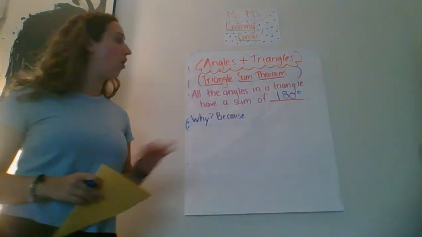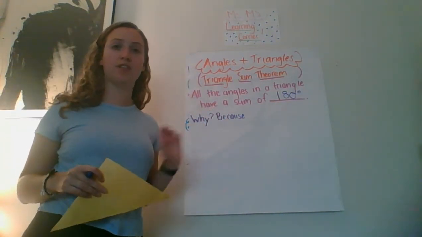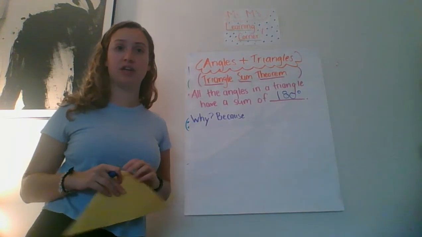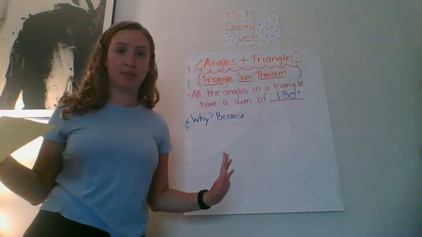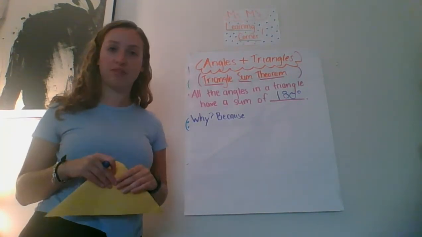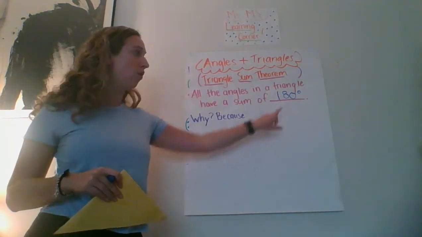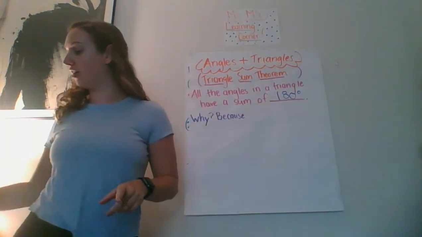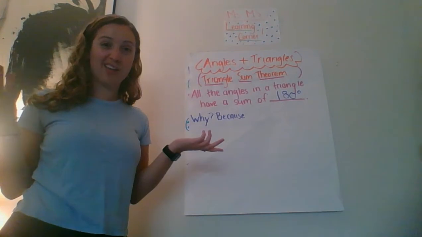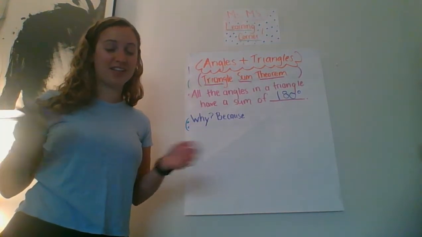Alright, so all of the angles in a triangle have the sum of 180 degrees. That goes for every single type of triangle. Every triangle you will ever meet, all three angles will add up to 180 degrees. Why? Because let's find out.